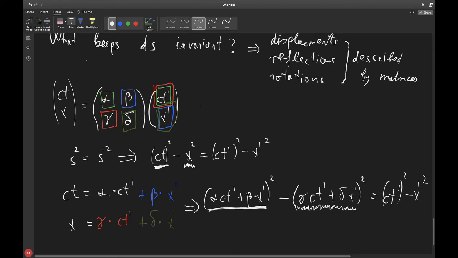So now everything is expressed with t primes and x primes. So let's just take the squares so that this thing will be on the square, this thing will be on the square, plus I have this thing times 2, and then the same thing squaring these guys, plus 2 times this guy and this guy. And so I will have terms in which I have ct prime squared, and terms with x prime squared. And again, the same thing is coming from here. So we can group these together.